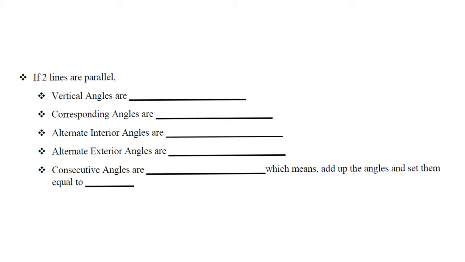This part is just talking to you about how the angles are related. So vertical angles are always congruent. That means when you have them, you're going to set them equal to each other. Corresponding angles are always congruent. Alternate interior angles are always congruent. Alternate exterior angles are always congruent. But consecutive angles are supplementary, which means they add up to 180. So don't just think they're all congruent.